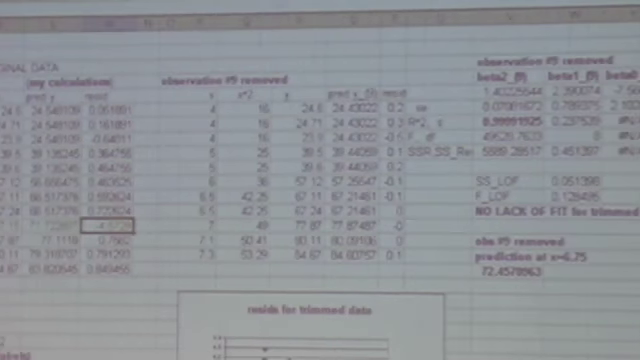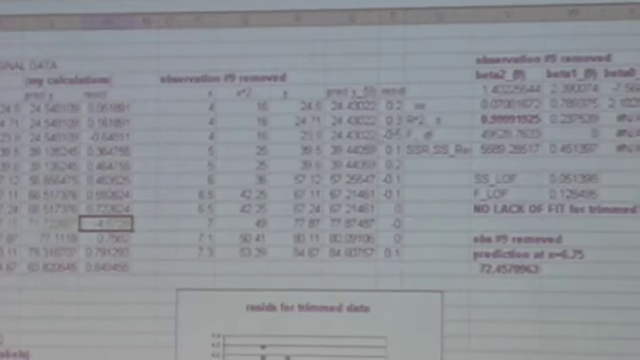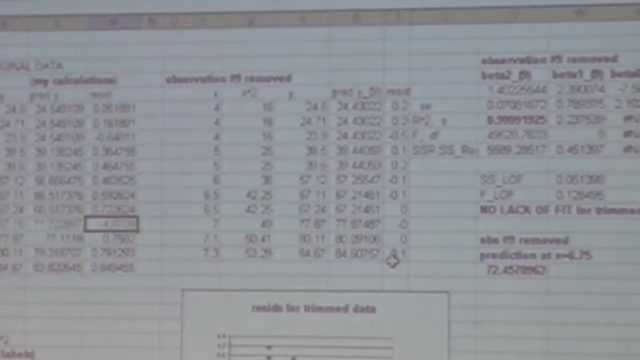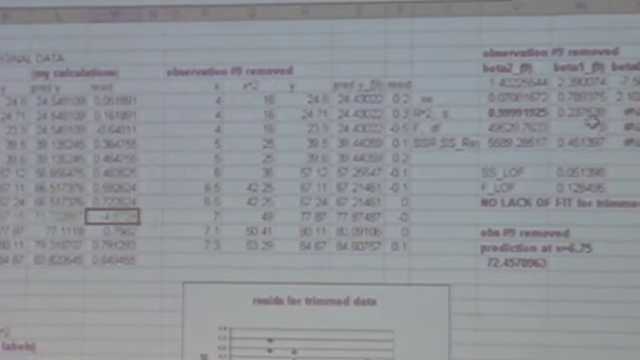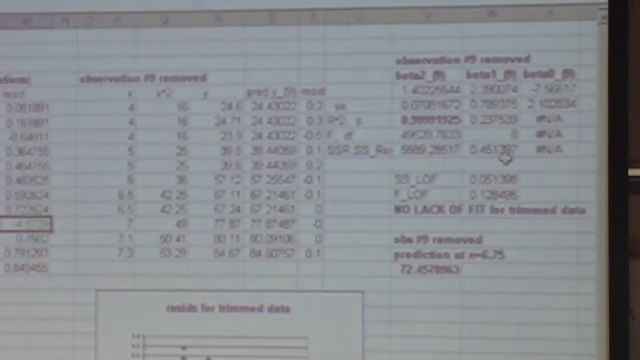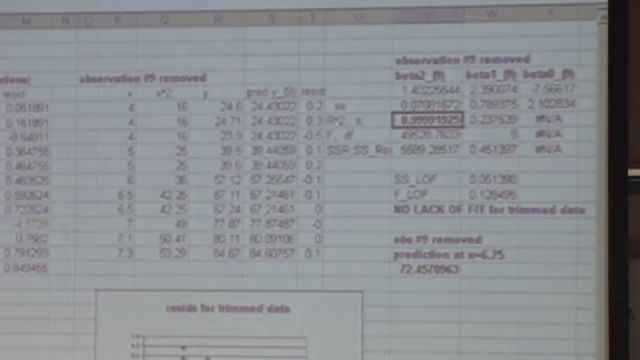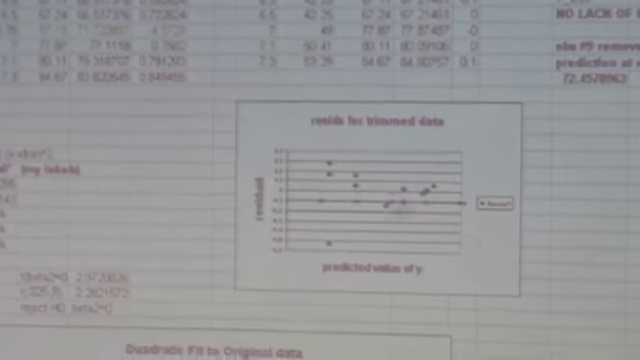And then what do I get? If I take observation number 9 and remove it, look at my residuals now and my error sum of squares. My SS res is now 0.45. Now there's no lack of fit, and I have an R squared of 99.99. That's pretty outstanding. So this is a perfect fit. Here are the residuals for the trimmed data.